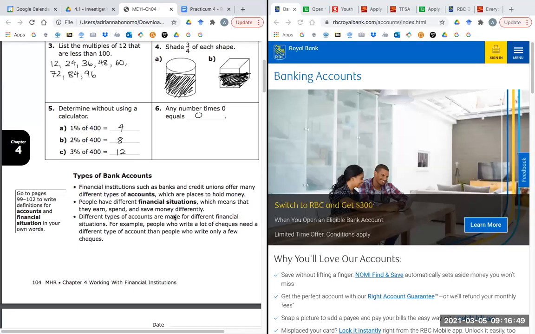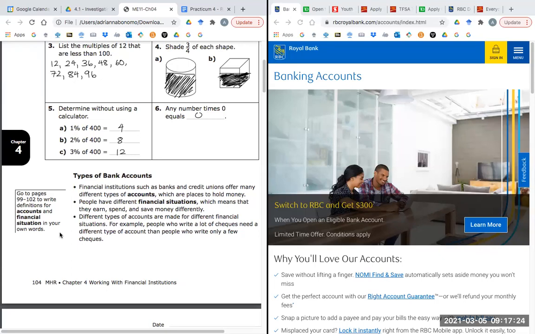It is important to remember that people do have different financial situations. Some people may make more money, some people may make less money, some people may need to open an account to save their money for school in the future. Some people may want to open an account just to save money for emergencies. Depending on your financial situation, we all earn, spend, and save money differently. So different types of accounts are made for these different financial situations.